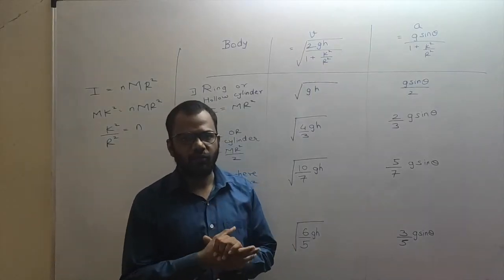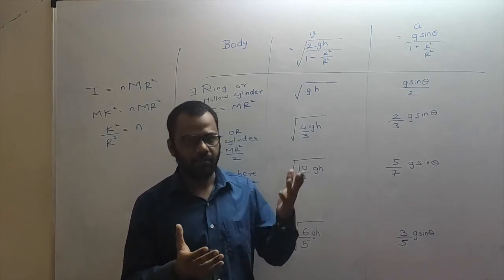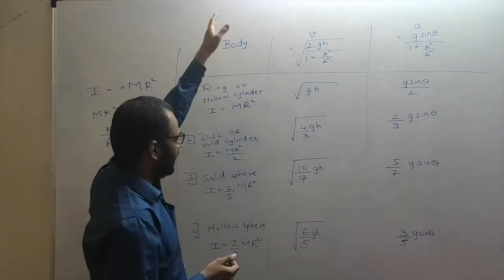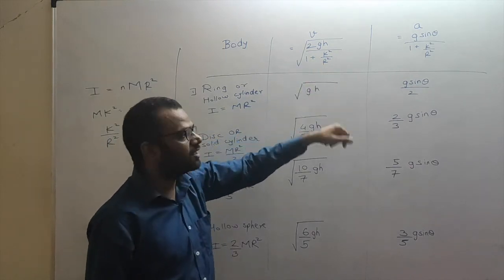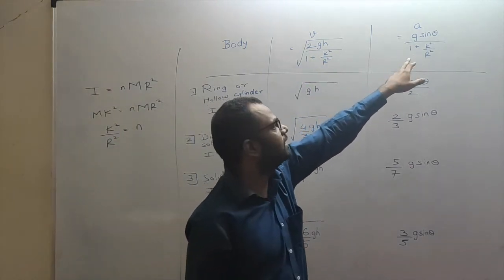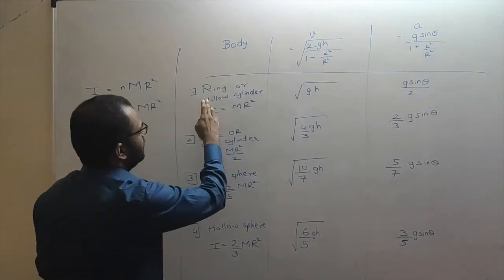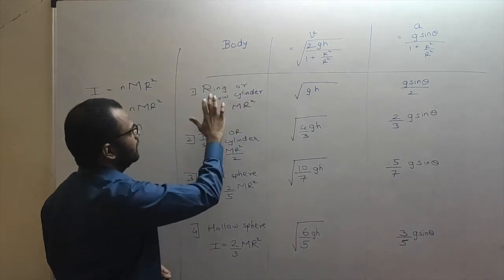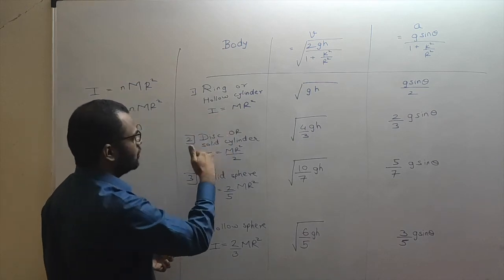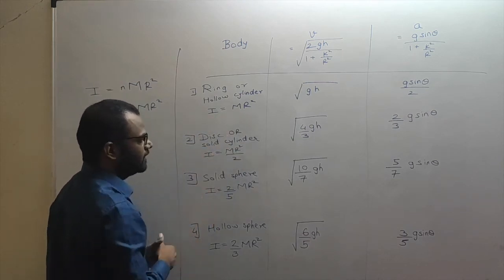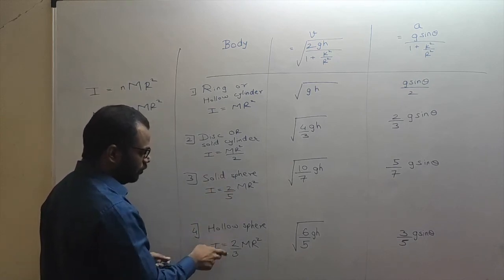Now this is the table for the linear acceleration and the final velocity for different objects that were placed on the incline. Over here I have written about different objects. Here it is the final velocity, square root of 2gh upon 1 plus k square upon r square. This is the linear acceleration, g sin theta upon 1 plus k square upon r square. For ring or hollow cylinder, the moment of inertia will be I equal to mr square. Disc or solid cylinder will have the same moment of inertia, mr square by 2. Solid sphere will have 2 by 5 mr square, and hollow sphere will have 2 by 3 mr square.